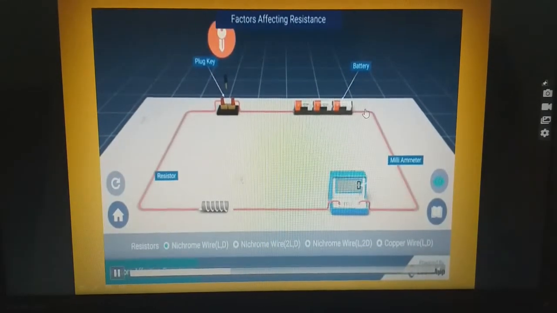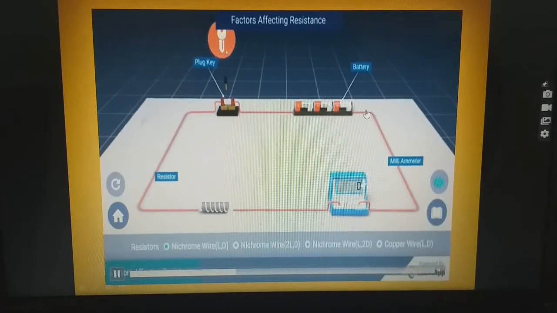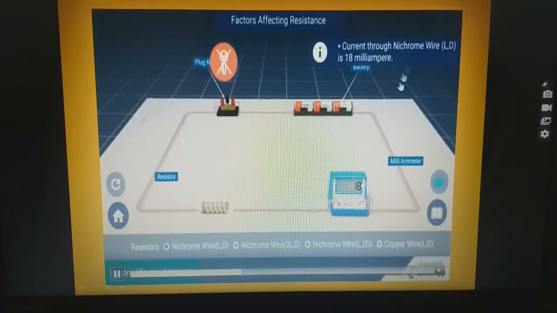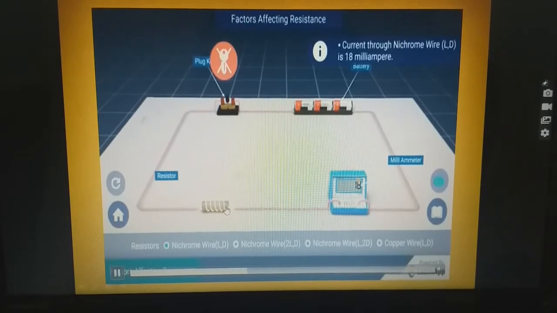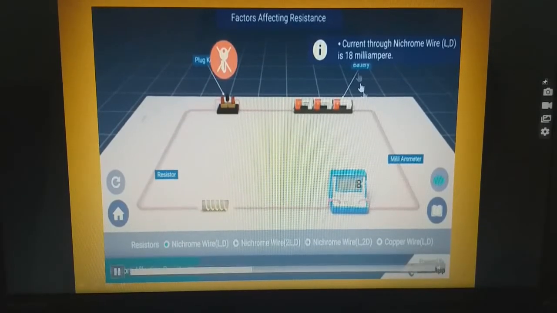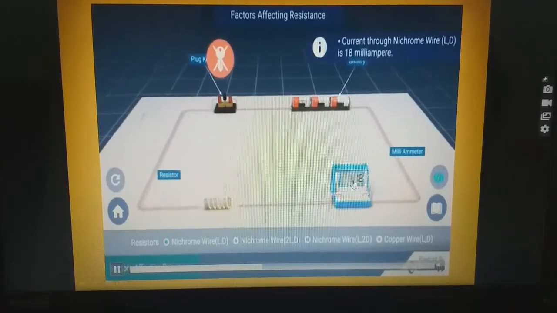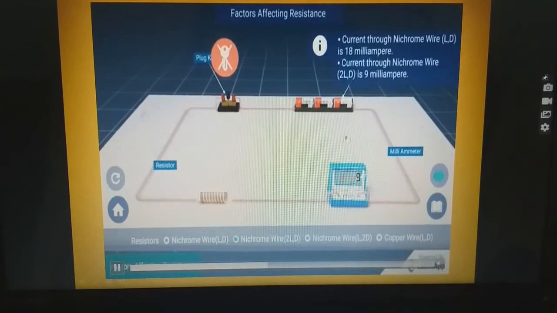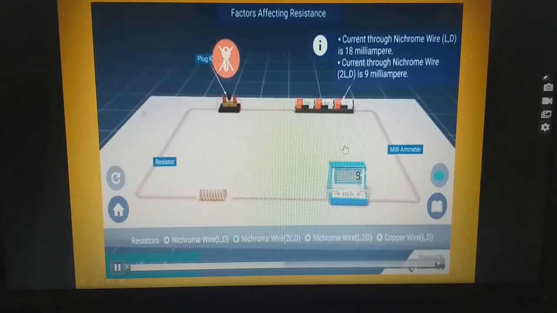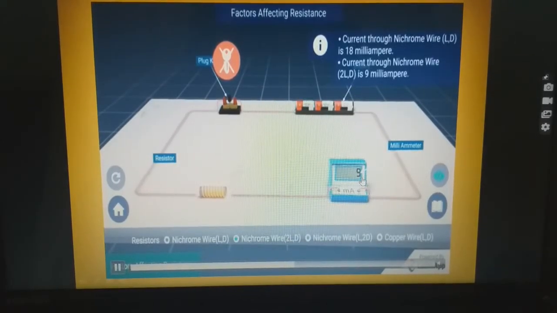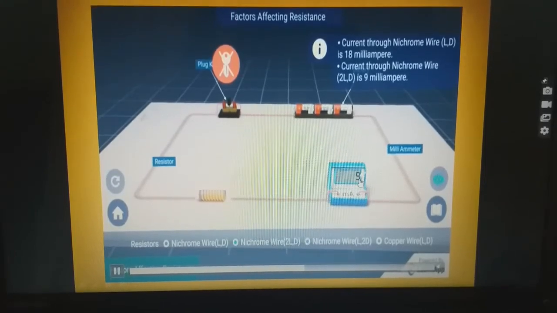Let me say initially, current through a nichrome wire. The conductor you are using is a nichrome wire of length L, and when we use such length, the current is measured as 18 milliamperes. Now just make a change. Current through a nichrome wire of length 2L, we increase the length. When we increase the length, the current decreases to 9 milliamperes. So what does it mean? That by changing the length, there is an effect on the current because of the resistance.